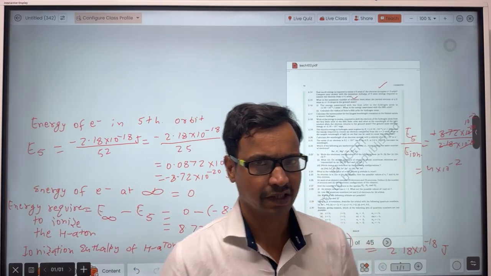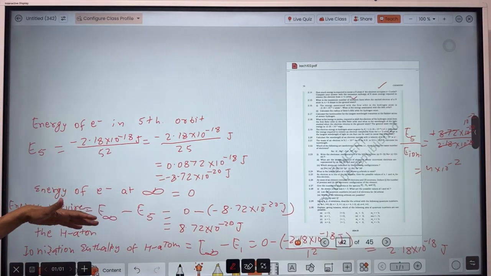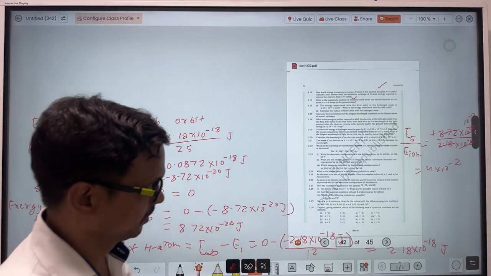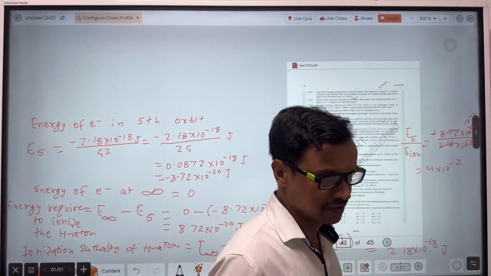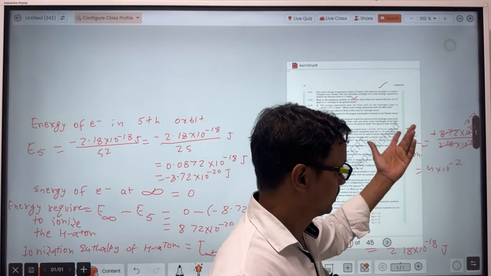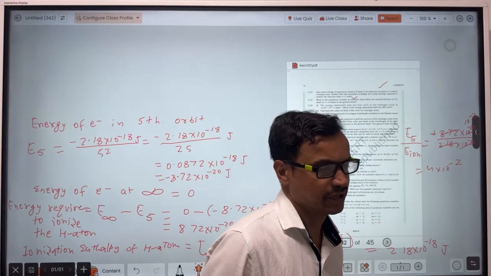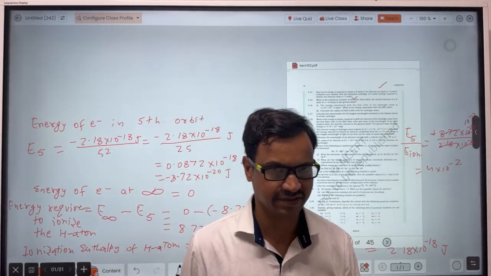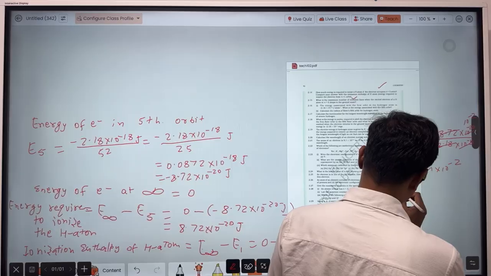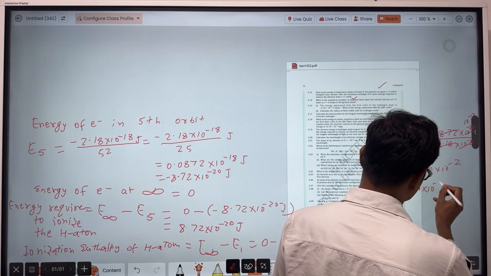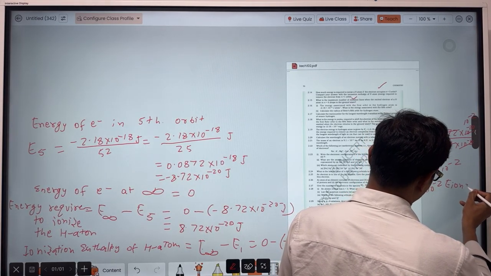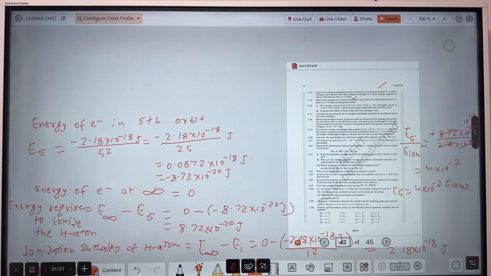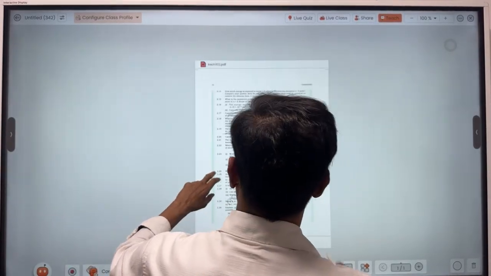So we have compared how much energy is required when the electron jumps from n equal to 5 to infinity, with respect to when the electron is in the first shell and jumps to infinity. That comes to 4 into 10 power minus 2, and joule will cancel out. So we can say that E5 will be equal to 4 into 10 power minus 2 times the ionization enthalpy of hydrogen. Now let's see another question.